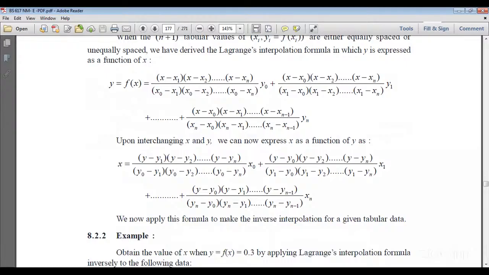So x1 minus x0, x1 minus x2, x1 minus x3 and so on. That's what the value is taking here. Then up to the end condition, x minus x0, x minus x1 and so on, x minus xn minus 1, by division, xn minus x0, xn minus x1 and so on, xn minus xn minus 1, into yn.